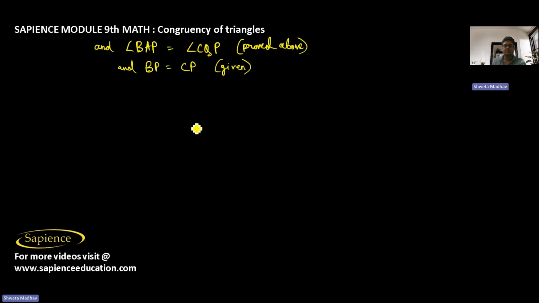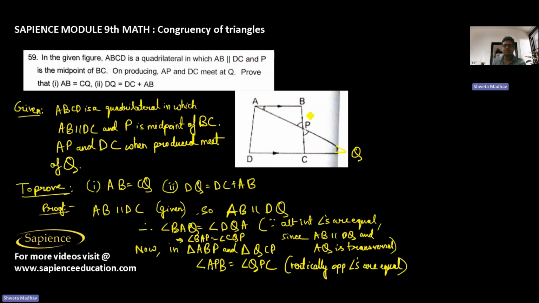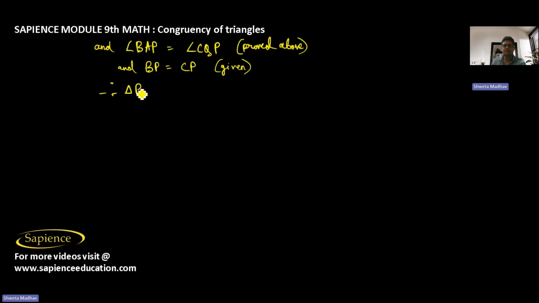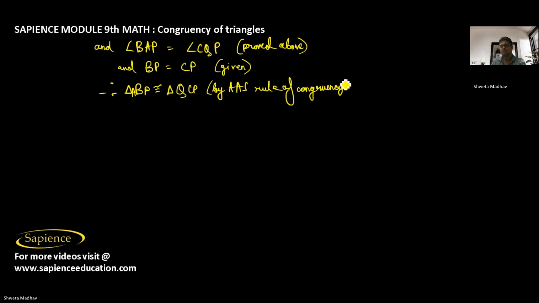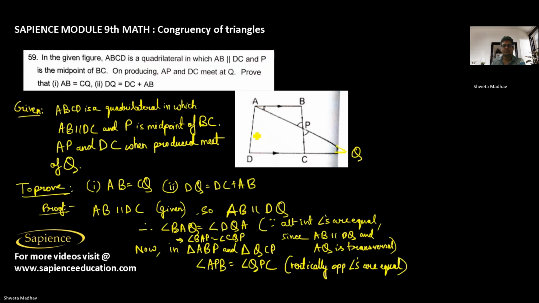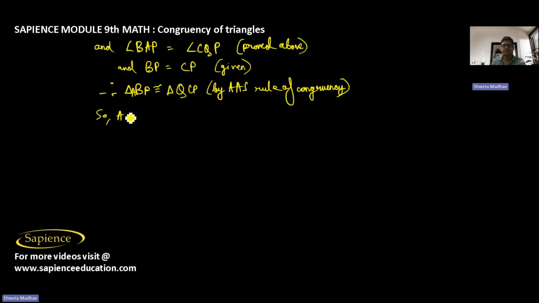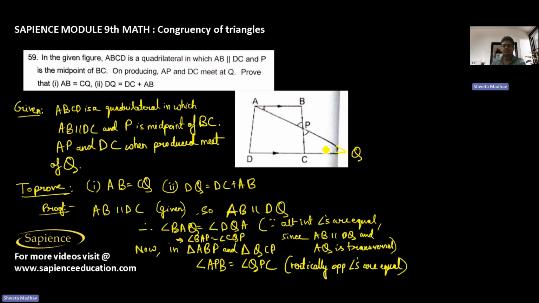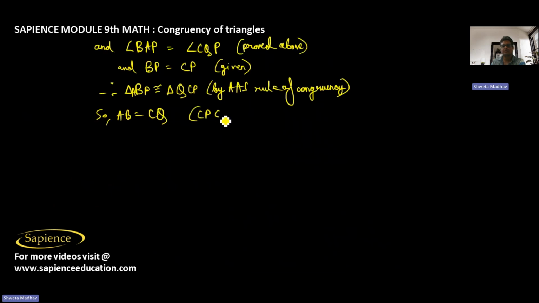So therefore, we have shown that two angles and one non-included side are equal in these two triangles. So therefore, I can say that triangle ABP is congruent to triangle QCP by the AAS rule of congruency. So I can say that AB is equal to CQ by CPCT.